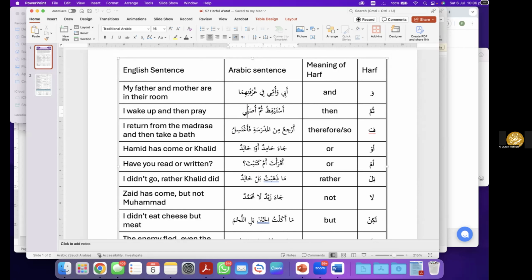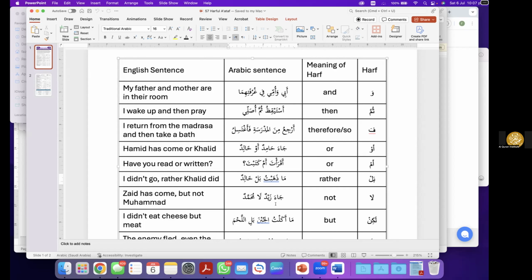You can see most of the others: Hamidun, Khalidun, Qarata, Qatabata, like that. Ma dhahabta bal Khalidun. Now, this is obviously fail, and this is ism. It will not match. But dhahabtu, as you know, itself is in default marfu form. So in that way, it's okay. Marfu and marfu.